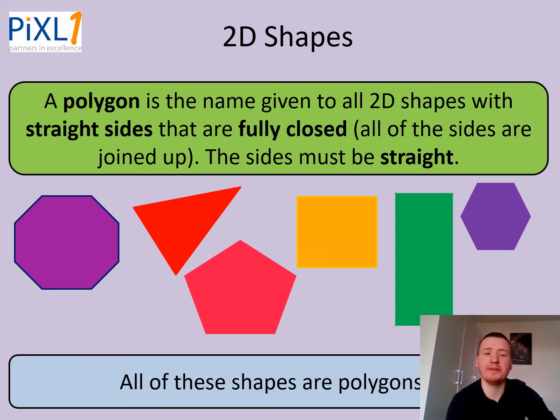So for example, we've got an octagon, a triangle, a pentagon, a square, a rectangle, and finally a hexagon. All these shapes here are fully closed with straight sides and there are no curved sides. So well done if you answered the question about the circle. It cannot be a polygon because it has a curved side.